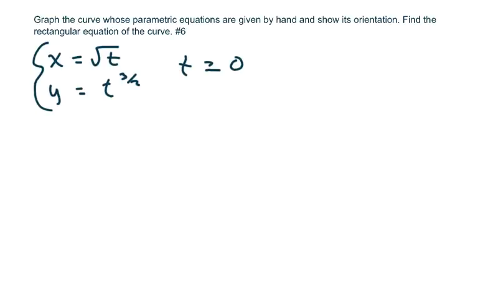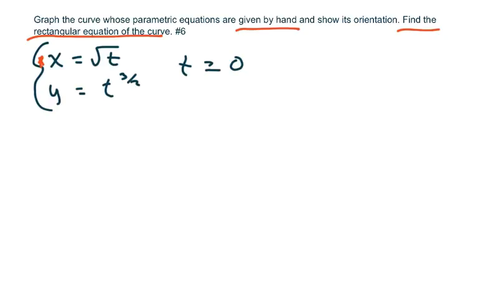Hi everyone, we're going to graph the curve whose parametric equations are given and show its orientation and find the rectangular equation of the curve. Sometimes it's best to find this first, which is what we're going to do, because it helps graph it by hand. So basically what I'm going to do here is take this x and solve for t.